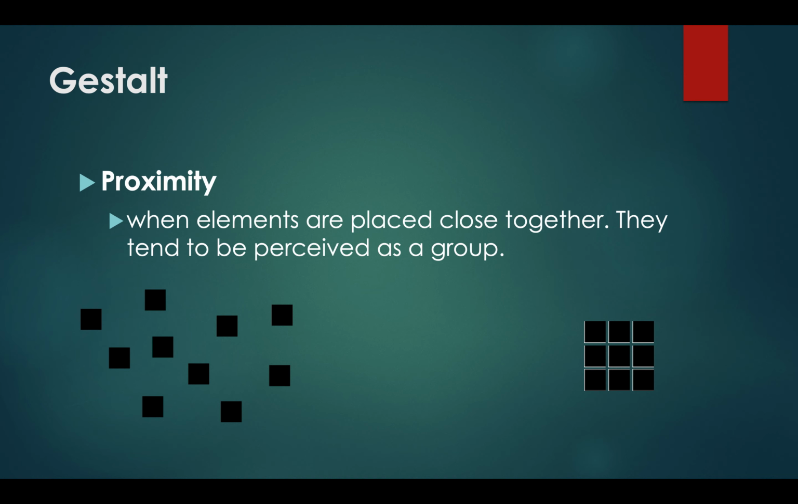Proximity, we also looked a little bit at in the last slide of the unity and variety section. And that we talk about the things that are close together, we perceive them as being together as a group. So on the left, we have squares that aren't in any real rhyme or reason. They're not very close together. Whereas once you get close enough together, and especially in this case there's a regularity, our brain assumes that it's actually one square that maybe has a texture to it.